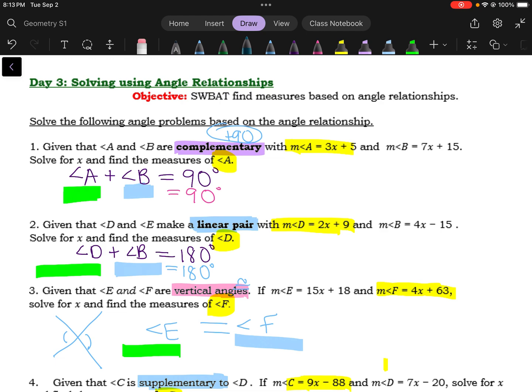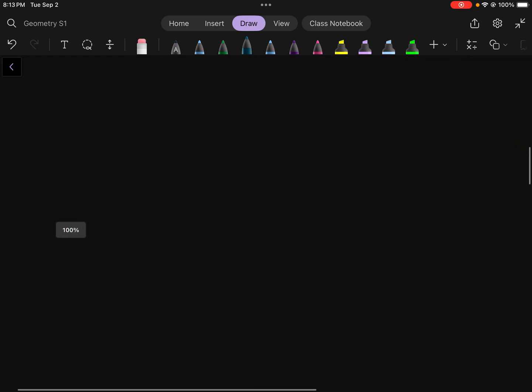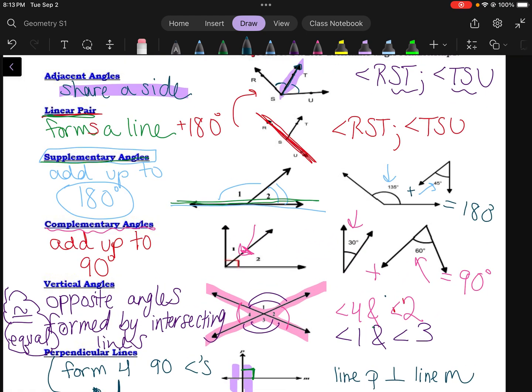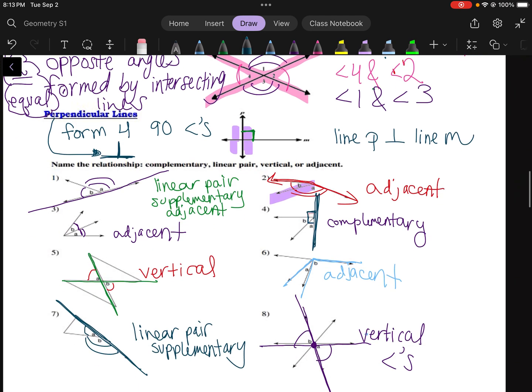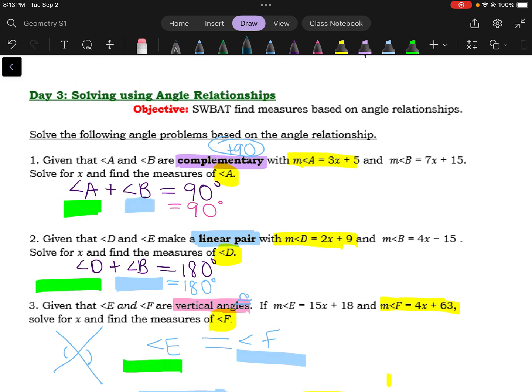Welcome back. Now we are working on day 3 of our notes. Day 2, we learned about the different types of angles: adjacent angles, linear pairs, supplementary angles, complementary angles, vertical angles, and perpendicular lines. Now today we're going to do actual math that goes with that and solving.